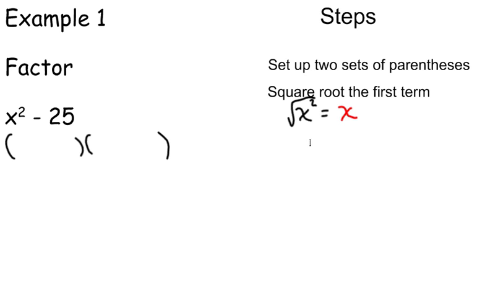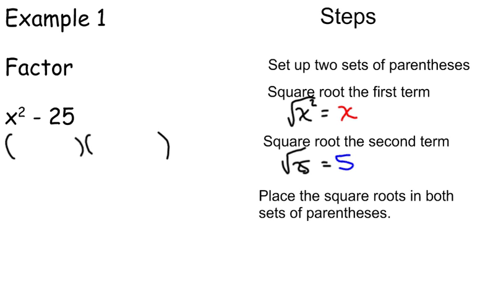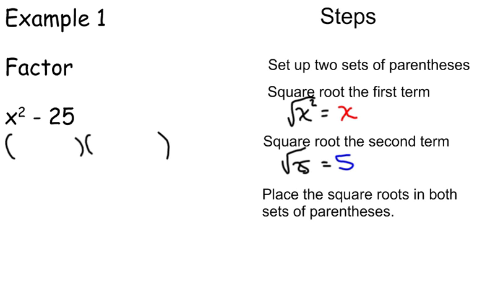The third step is to square root the second term. The square root of the second term, 25, is equal to 5. Now, what you want to do is place the square roots in both sets of parentheses. So let's begin with the first term. We're going to place the x here and here. And now the second term, we're going to place the second term here and here.